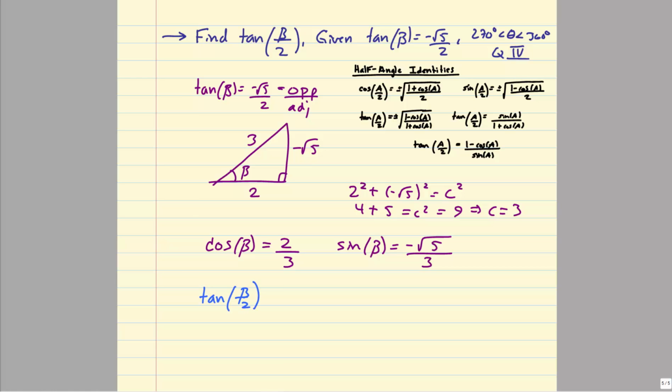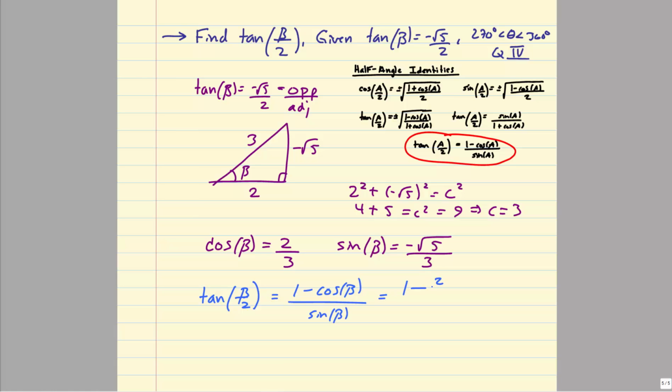I have 3 formulas to choose from. I'll use this one this time. I like to use one without that radical, and that just makes things a little bit easier. And also I don't have to choose between a positive and negative because the solutions pop out when I use one of these last 2 forms. So for the tangent of beta over 2, this would be 1 minus the cosine of beta all over the sine of beta.